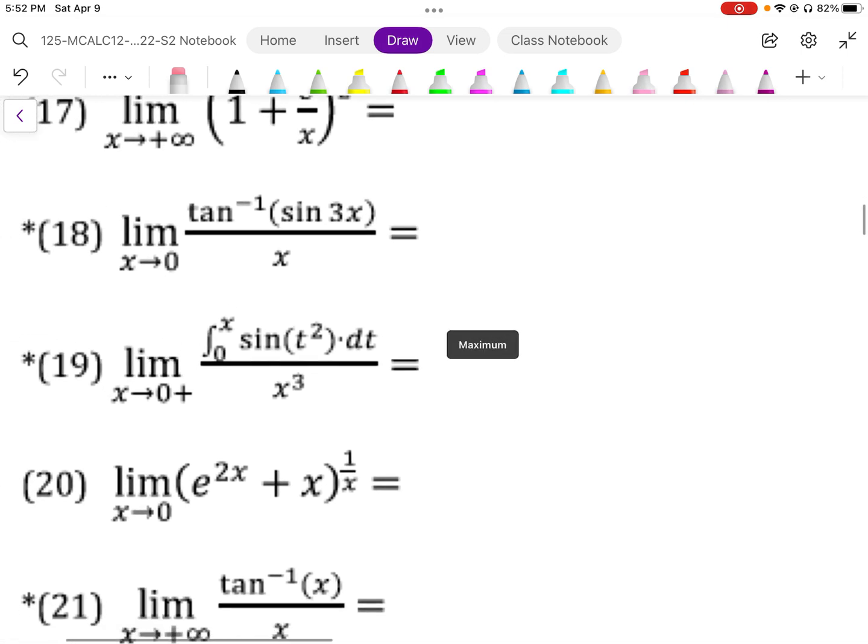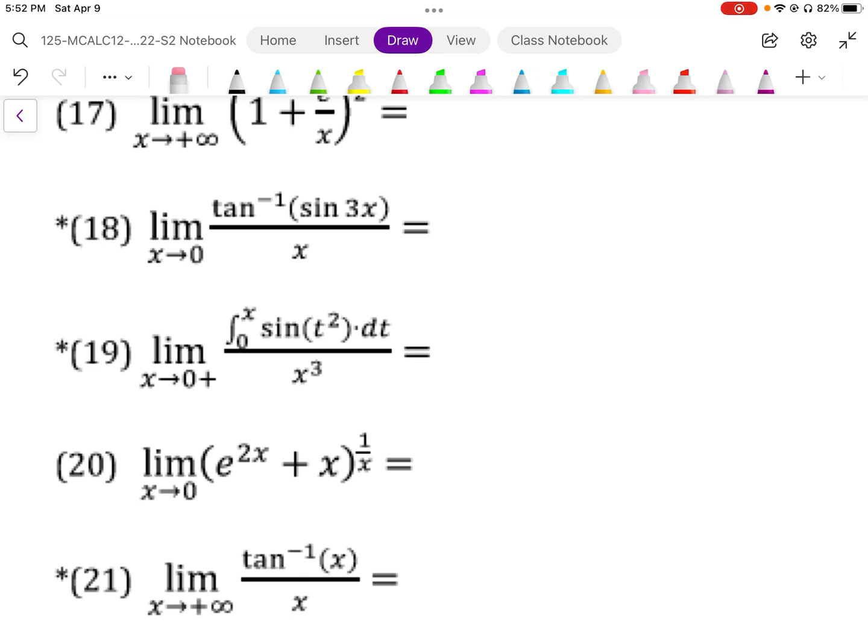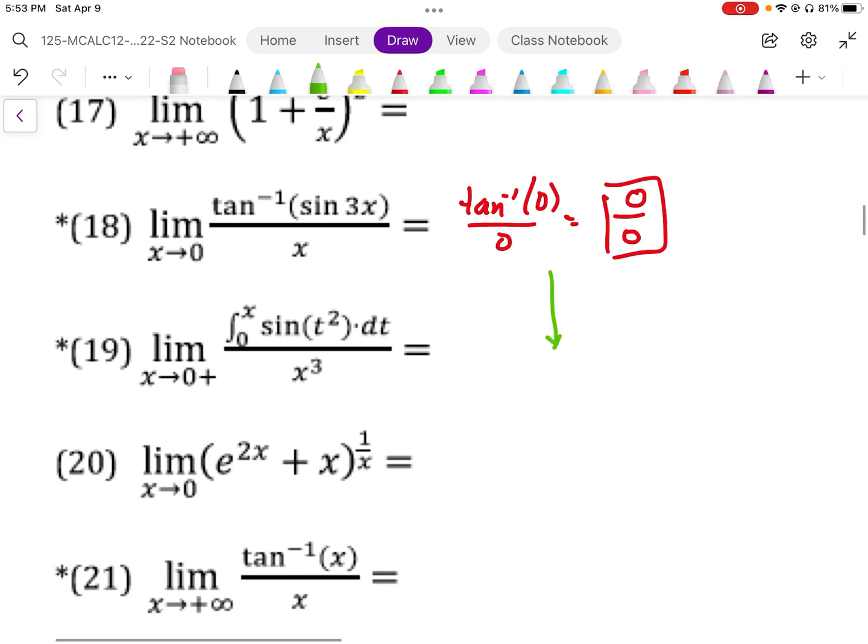Okay, so first of all, we need to test this. So we're going to see what happens when we plug in. So we plug in 0, the sine of 3x is 0. So we end up with arctan of 0 over 0. So that gives us the 0 over 0, and there's our condition to be able to use L'Hopital's. So I'm going to apply L'Hopital's.